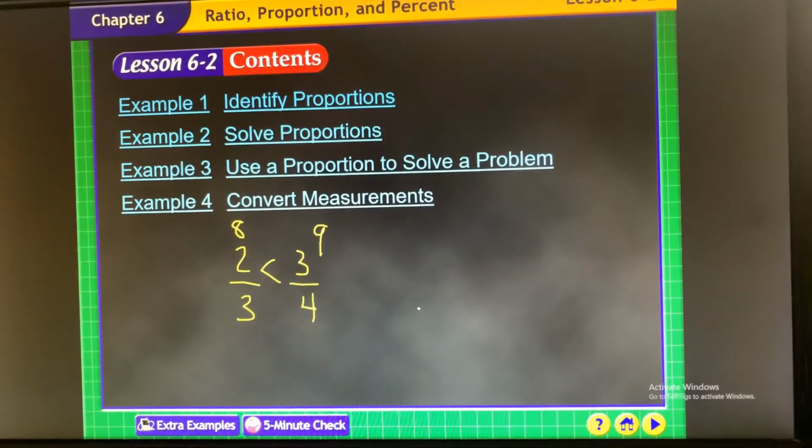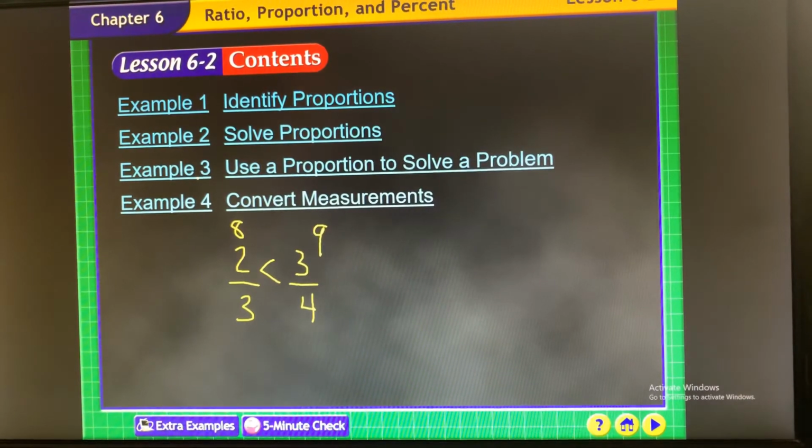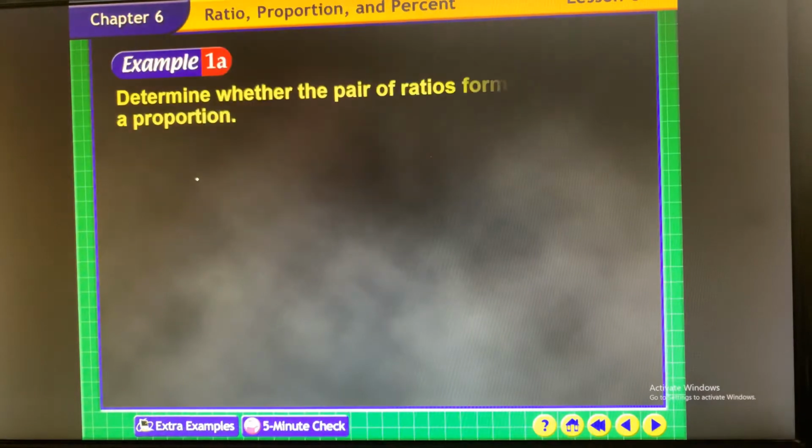Proportions are the same way. If you cross multiply and you get the same number here and here and they're equal, then you can say they're proportionate. So remember, it's about growing proportionately. There is more than one way to do a proportion. This is just the easiest way.